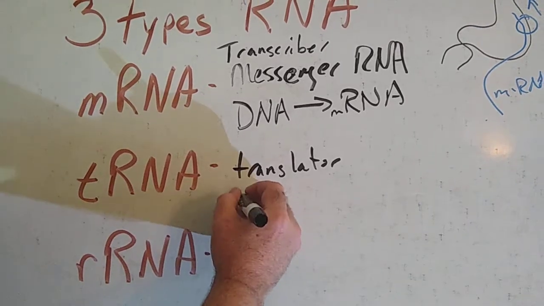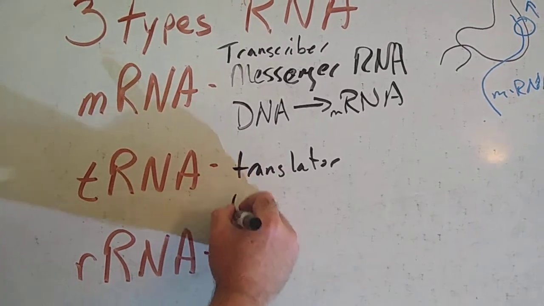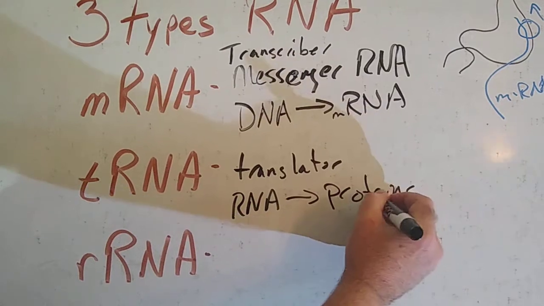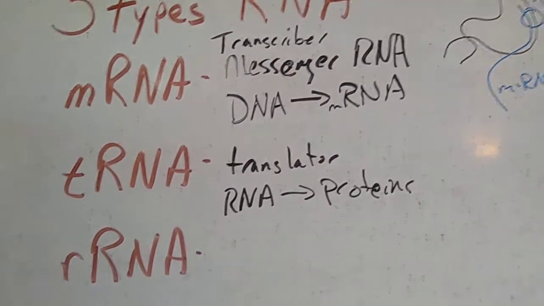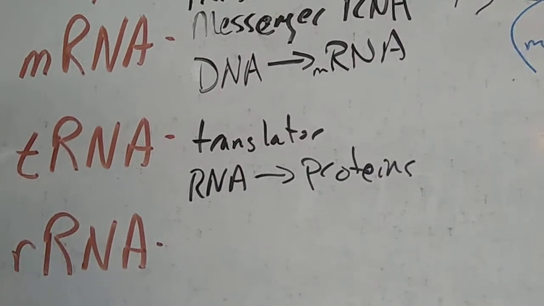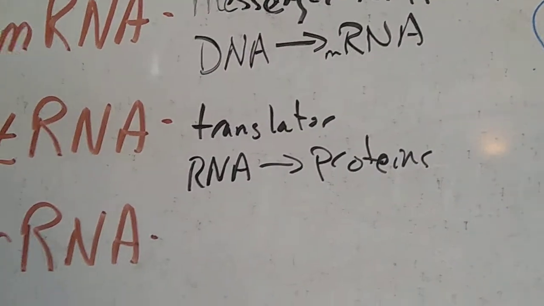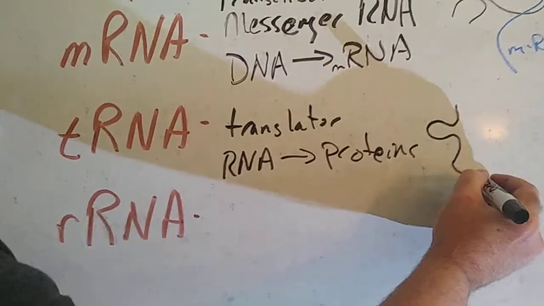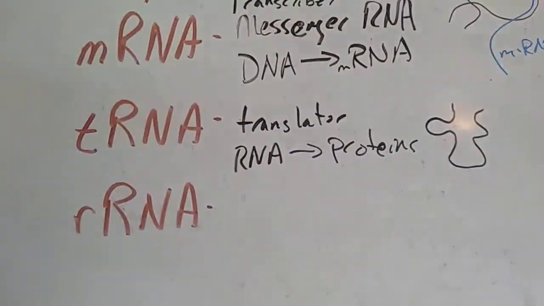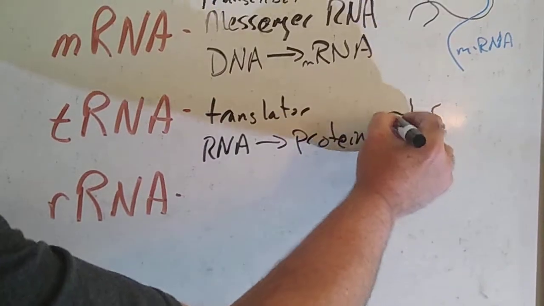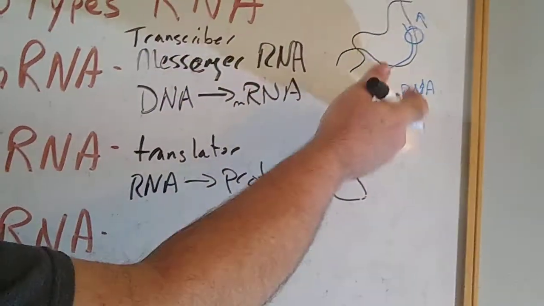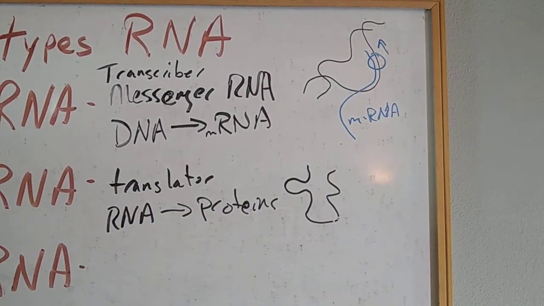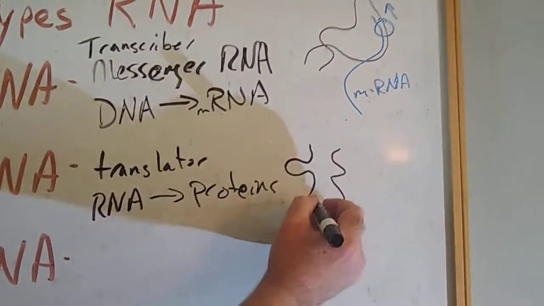tRNA's job is to take nucleic acid language, and in this case, RNA language, and change it into proteins. Okay, and these are the building blocks of life. These are our enzymes and everything else. And it does this because it has its own special shape. tRNA actually does have kind of a T shape. It has this kind of weird key sort of structure. Okay, and it's still a single strand, but again, it's not just a single piece of string. This one actually has a structure to it. And it does kind of look like a key.